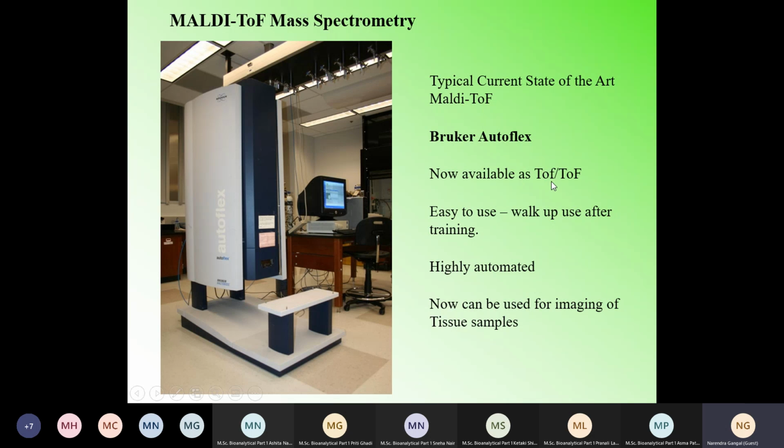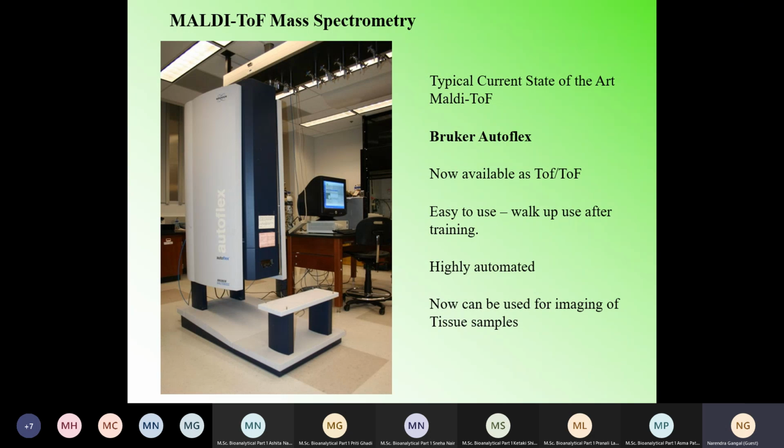Now this TOF, time of flight, these are typical acronyms you will find. So you will find MALDI-TOF or QTOF or this kind of acronyms. As we study further, you will know the acronyms also. Short forms, all of them. It's easy to use, walk-up use after the training, highly automated, and can be used for imaging. You can use the imaging technique also using MALDI.